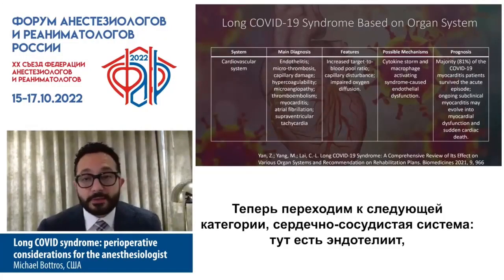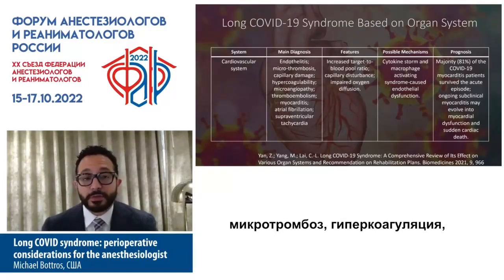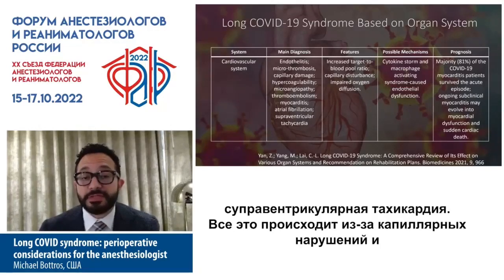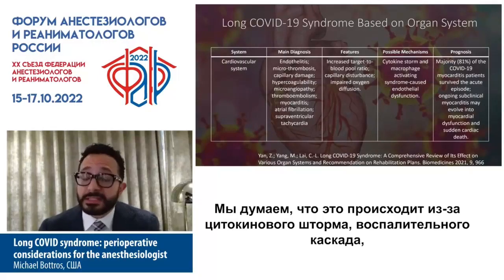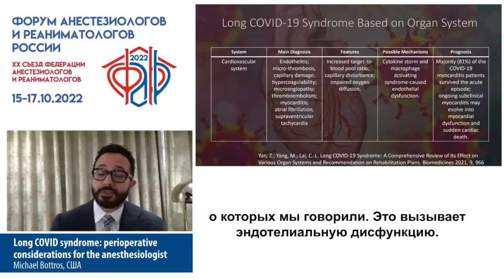Now, moving on to the next category, the cardiac system. There's endothelitis, microthrombosis, hypercoagulability, atrial fibrillation, and SVT has been seen in these patients. And this is because of capillary disturbance and impaired oxygen diffusion with an increased target-to-blood-pool ratio. We think that this is going on because of cytokine storm, that inflammatory cascade that we talked about.